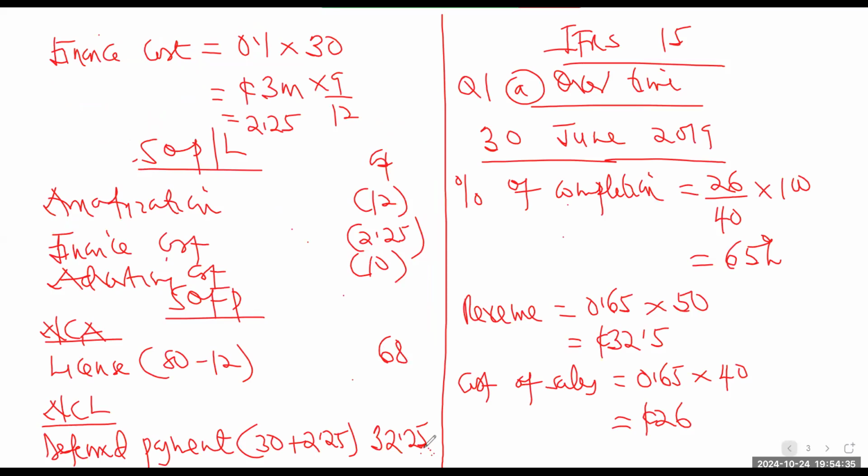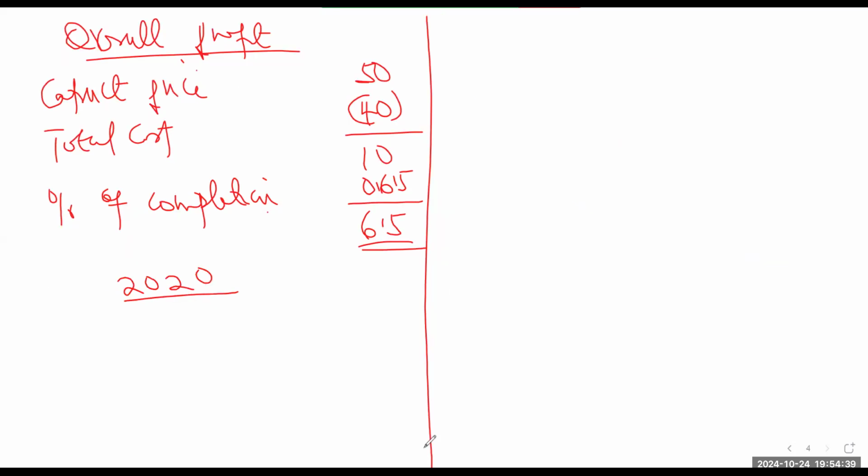Yes, sir. But you have recognized 32.5 out of that already. So what will be the revenue that will be recognized? The work has been done, so 50 minus 32.5. That will give us 17.5.